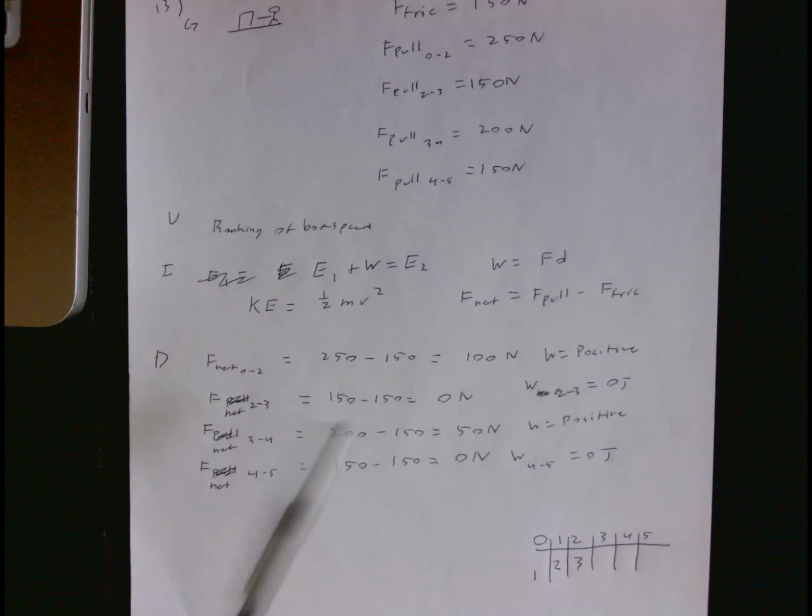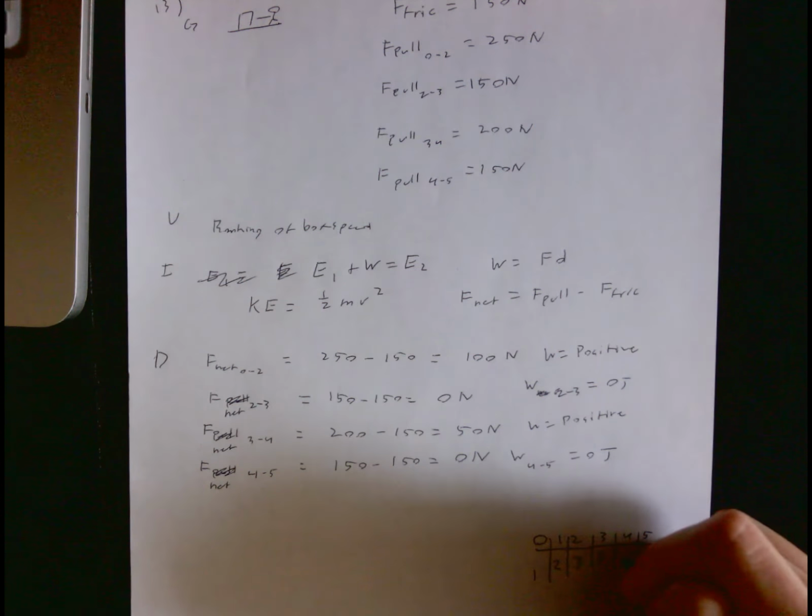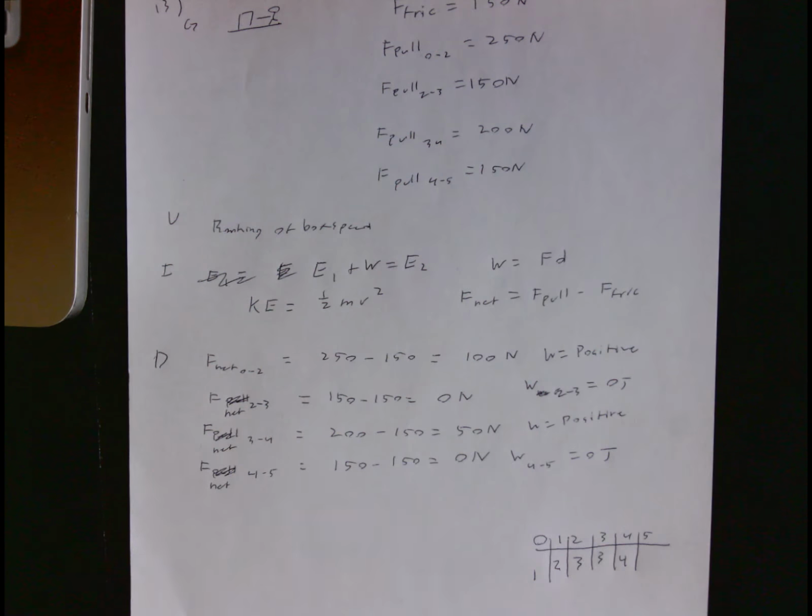However, from 2 to 3 seconds, the work done is 0. And so that means that the KE stays the same, and the speed stays the same at this time too. From 3 to 4 seconds, the work that is done is positive, and so the total energy and the KE increases, and as a result, the speed increases as well. And lastly, from 4 to 5 seconds, the total work that is done is 0, so the speed stays the same.